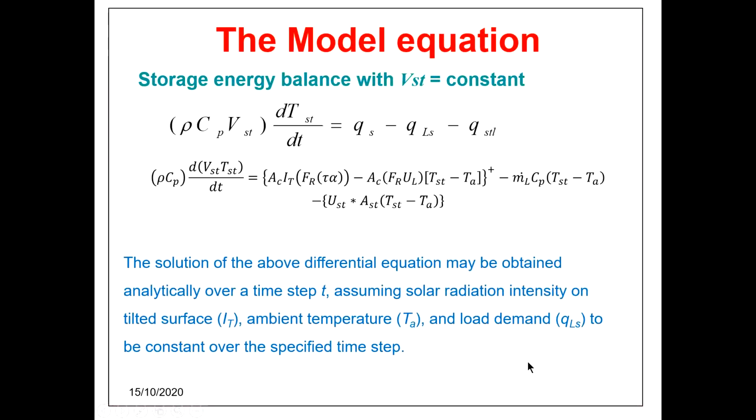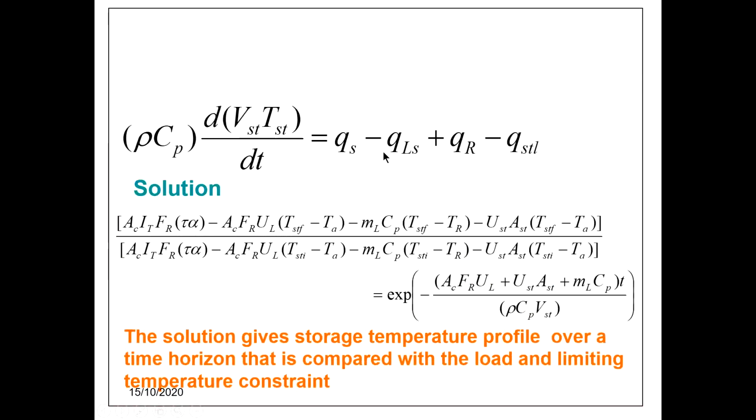Now if we select all these values, again if we write the storage energy balance here, the volume of the storage tank remains constant, because we are providing a storage tank with a fixed volume. It is assumed that the storage tank is always filled with water. So this Vst quantity remains constant. In our previous equation, we had taken this to be a variable, but in practice, this is constant.